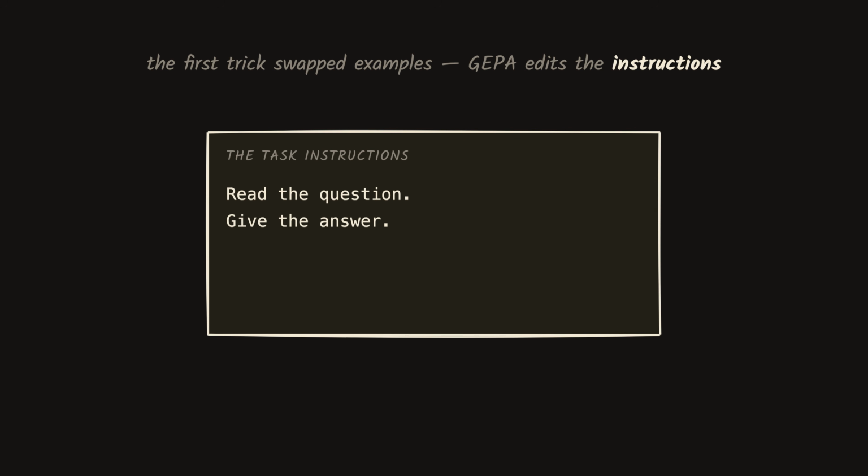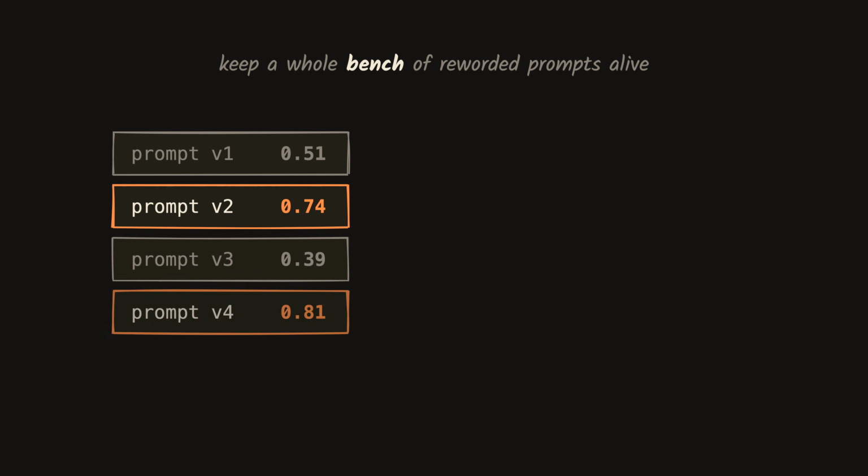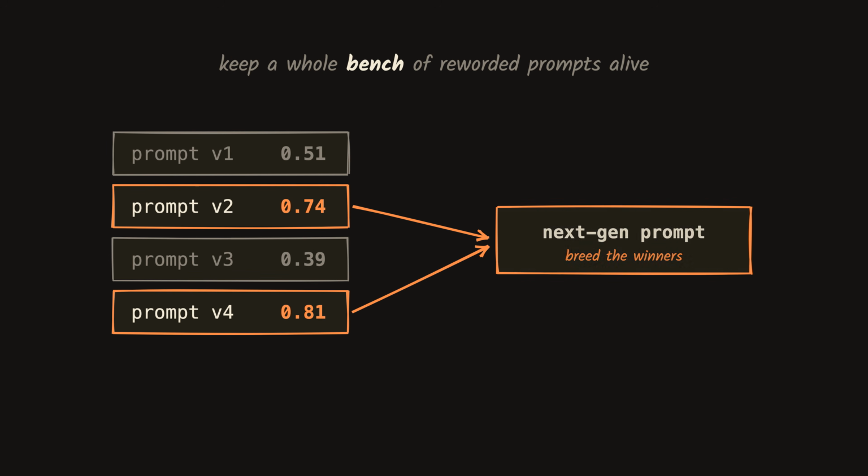The first trick only ever swapped which examples to show the model. GEPA goes after the instructions themselves, the actual wording of the task. It reads its own note and edits the rules. Add a line that says, work the season out, don't copy it. Then it runs again, keeping a whole bench of reworded prompts alive and breeding the ones that work.